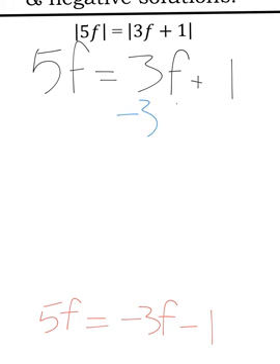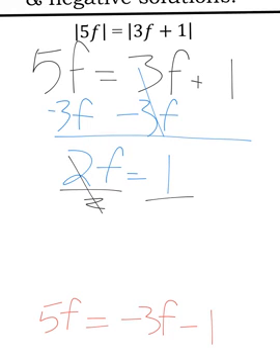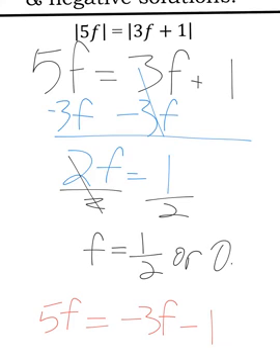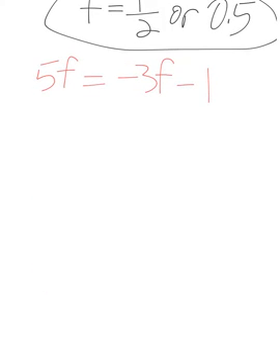I can minus 3f over. And so I have 2f equals 1. So if I divide by 2, I get f equals 1/2, or 0.5. All right, and now let's move on to the next one.